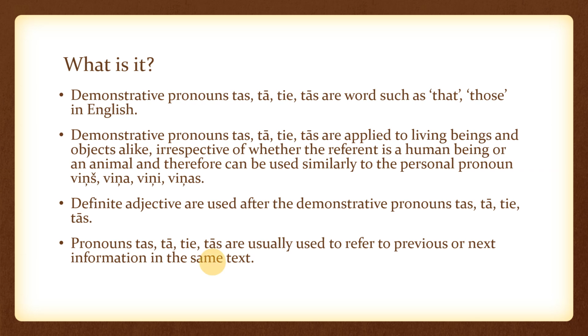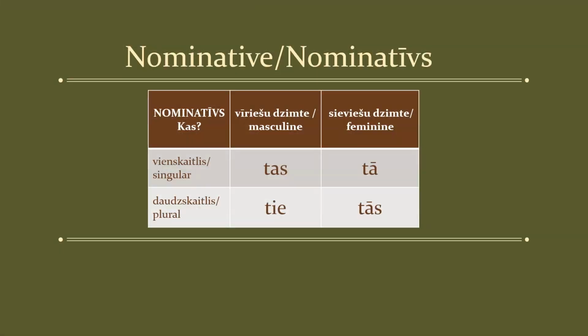Next, nominative. The base form is tas, tā in singular, tie, tās in plural. Tas is masculine and singular, tā is feminine and singular, tie is masculine and plural, and tās is feminine and plural. Make sure you have a distinction between these two in pronunciation. This is very short, tas, and this is tās.